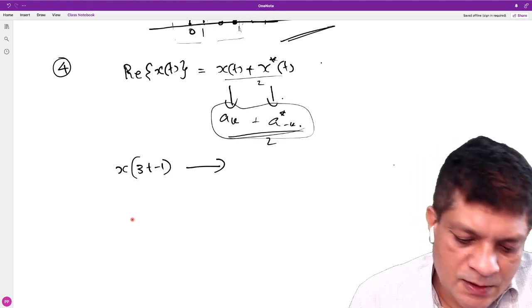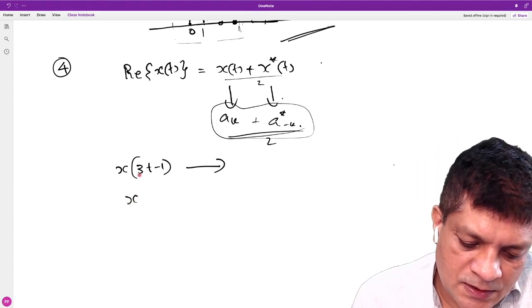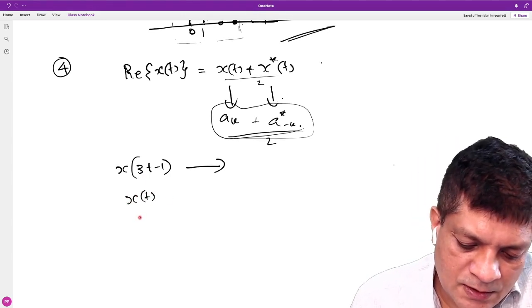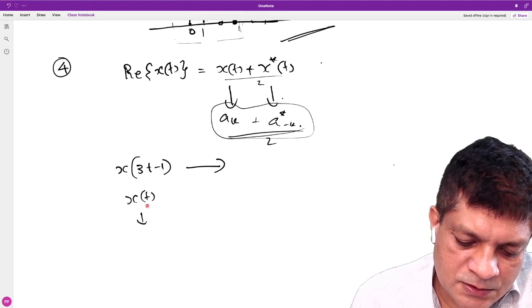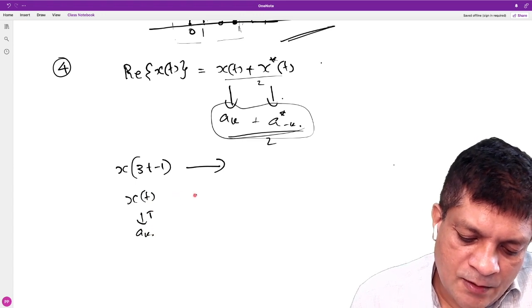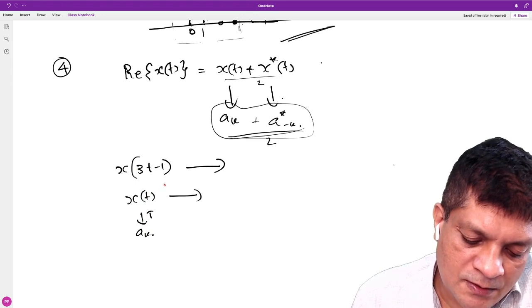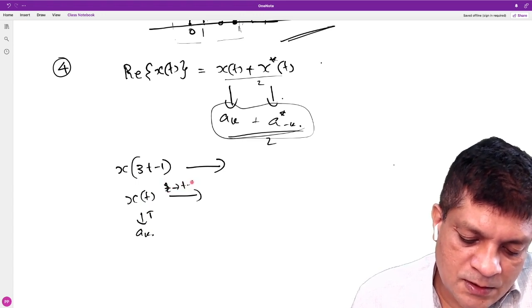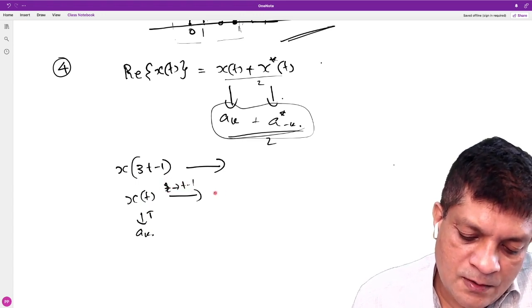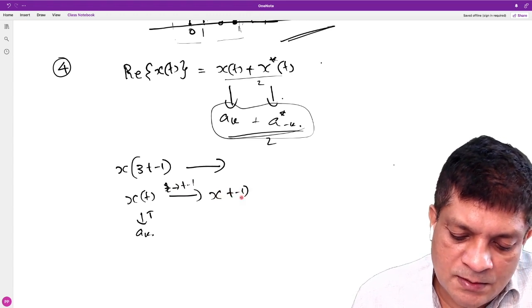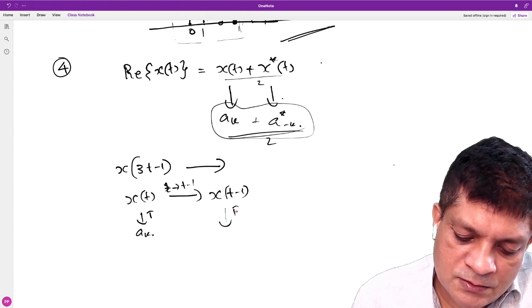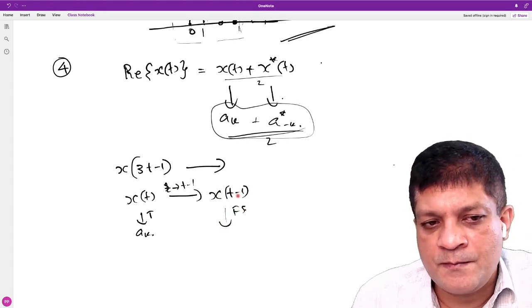So let us start with x(t). Let's say the Fourier series coefficients of that x(t) with respect to period T is a_k. Now, first let's say t to t minus 1, that is delay by 1. So you will get a signal x(t - 1). What are the Fourier series coefficients of this x(t - 1)?